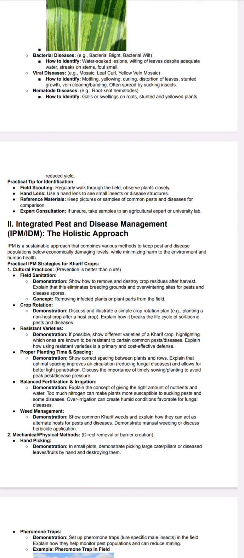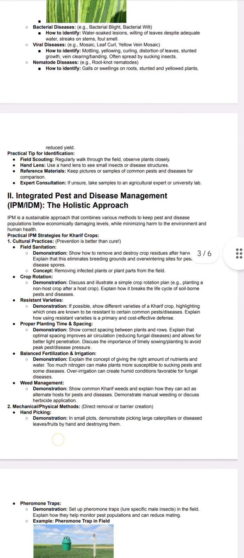Expert consultation is important. If unsure, take samples to an agriculture expert or university lab.